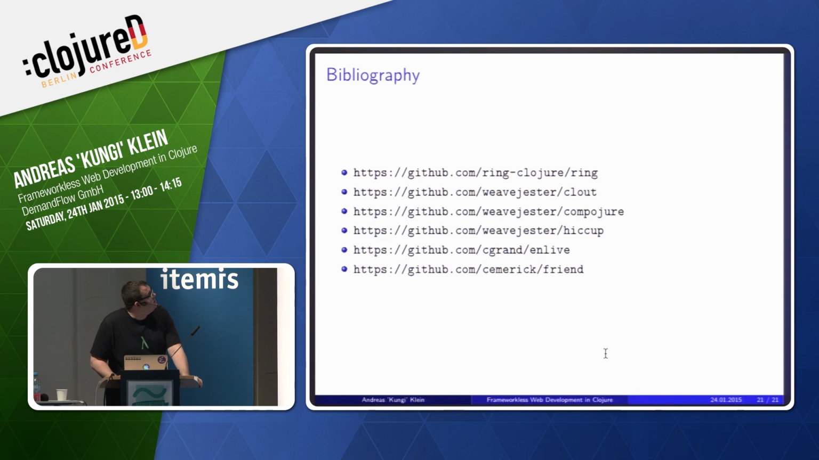Here's some information. That's where the code examples came from. So have a look at Ring. It's built very nicely. Have a look at Clout. Compojure is a bit more difficult. And the last ones I haven't looked at. So I've never looked into Enlive code.